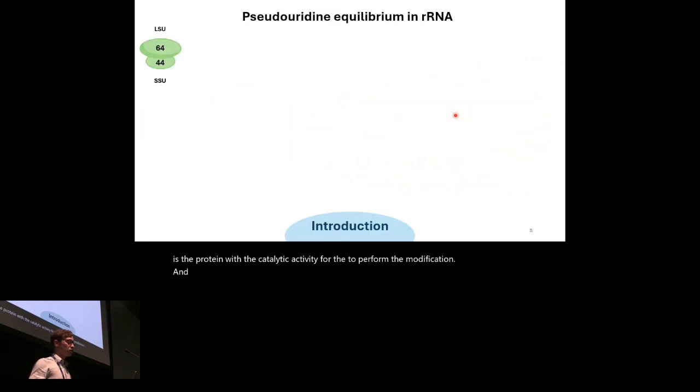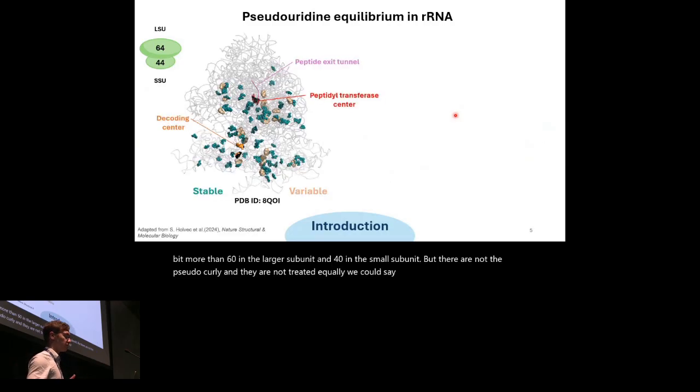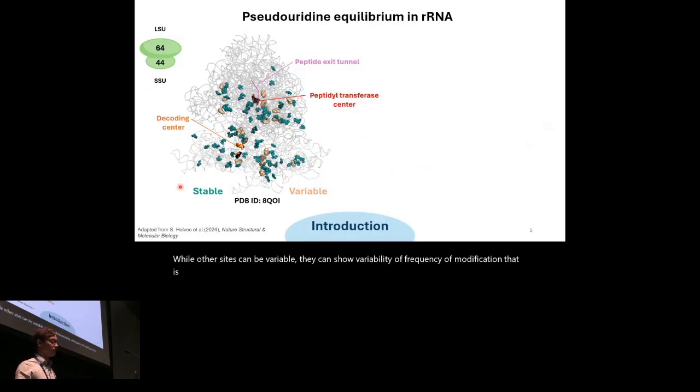And so in the human ribosome, there are about 108 pseudouridine sites, as you can see. So a bit more than 60 in the larger subunit and 40 in the small subunit. But the pseudouridines are not treated equally, we could say, because there is a real dichotomy between pseudouridylation sites that will be stable, meaning that they are modified in almost every ribosome, while other sites can be variable. They can show variability, a frequency of modification that is not even, and that can depend on different contexts.